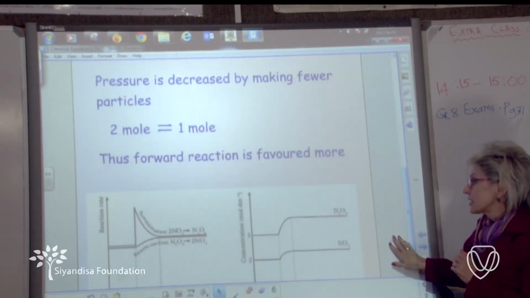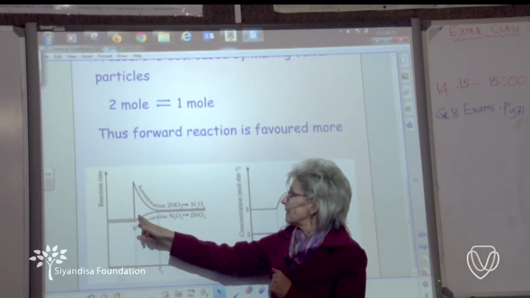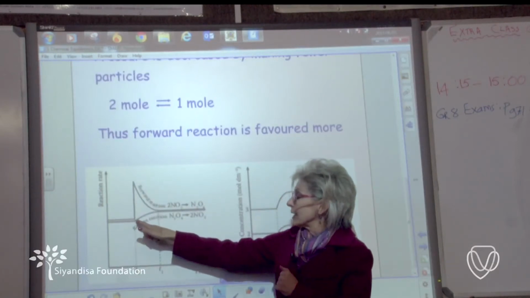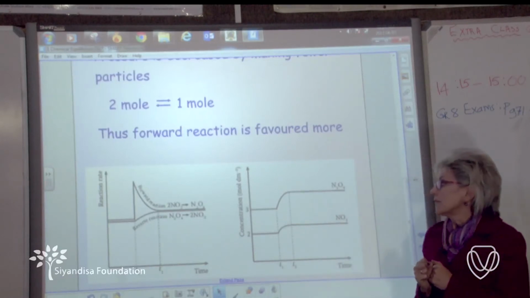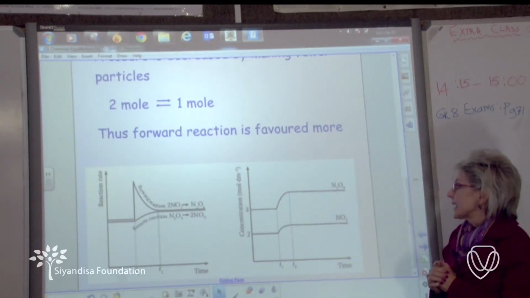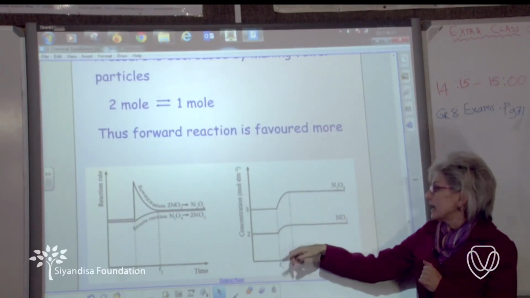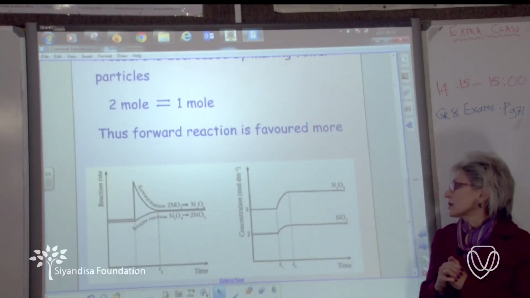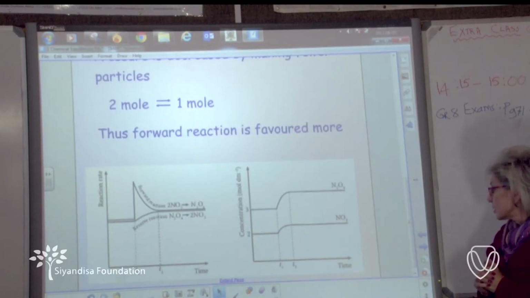And if the forward reaction is favored more, my graphs change in this way. The reaction rate of the forward reaction picks up immediately. Your reverse reaction rate will also increase because there are more collisions, and then they both join up again to form a new equilibrium. If my forward reaction rate increases, it means that the amount of product molecules increases, and accordingly, the amount of reactant will also decrease until equilibrium has been reestablished.